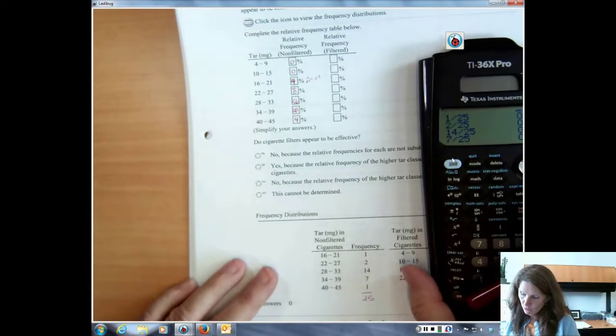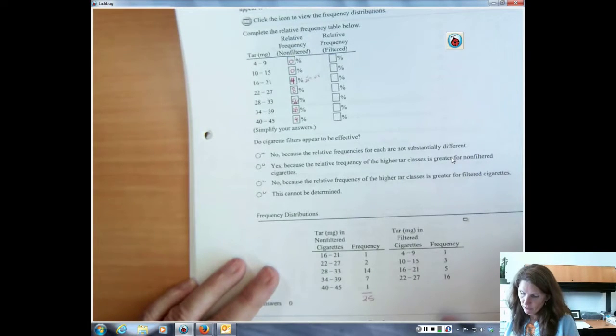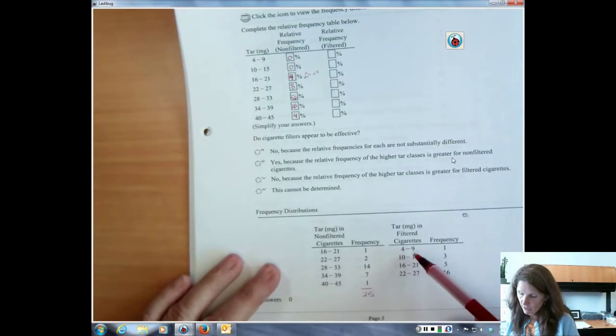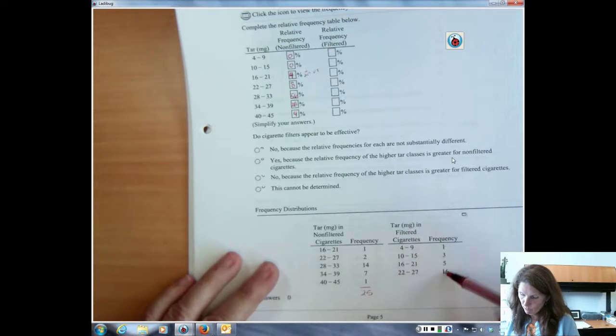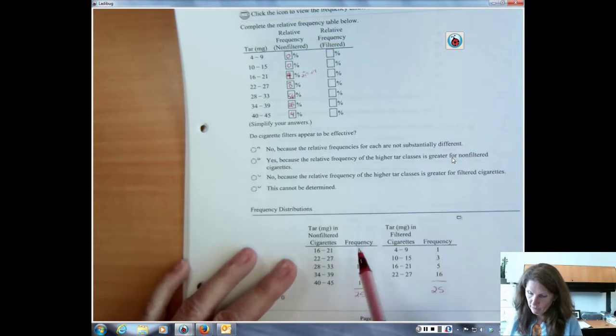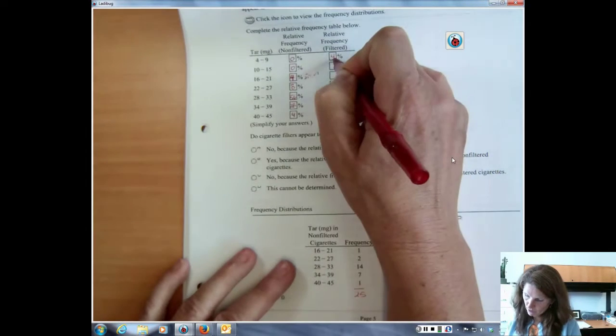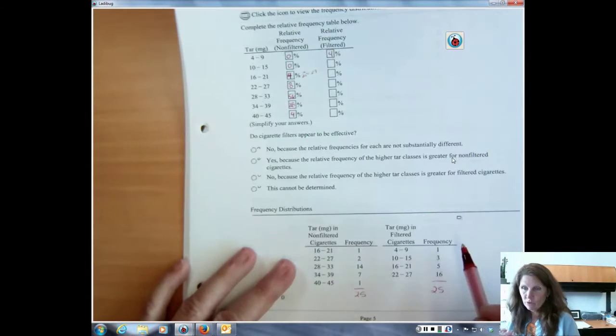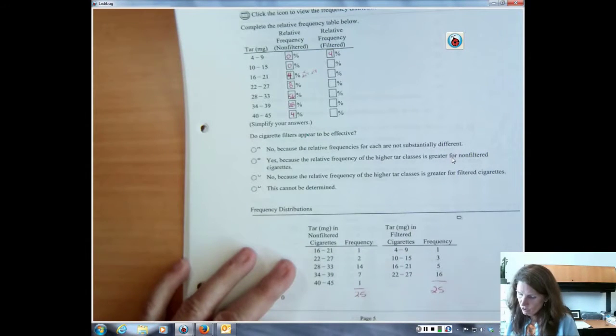Okay, so for the other one, we have a different thing. Here they're filtered. And notice that we have some down here in these lower ranges, but we don't have any in the higher ranges. We don't have any in the 40 to 45 or 34 to 39. But we do have one. We can add these up again, 21, 24, 25. There's 25 total. And so for the filtered, 1 out of 25, we already know, is 4%. 3 out of 25 is 3 times 4, 12%, but you can just check that.